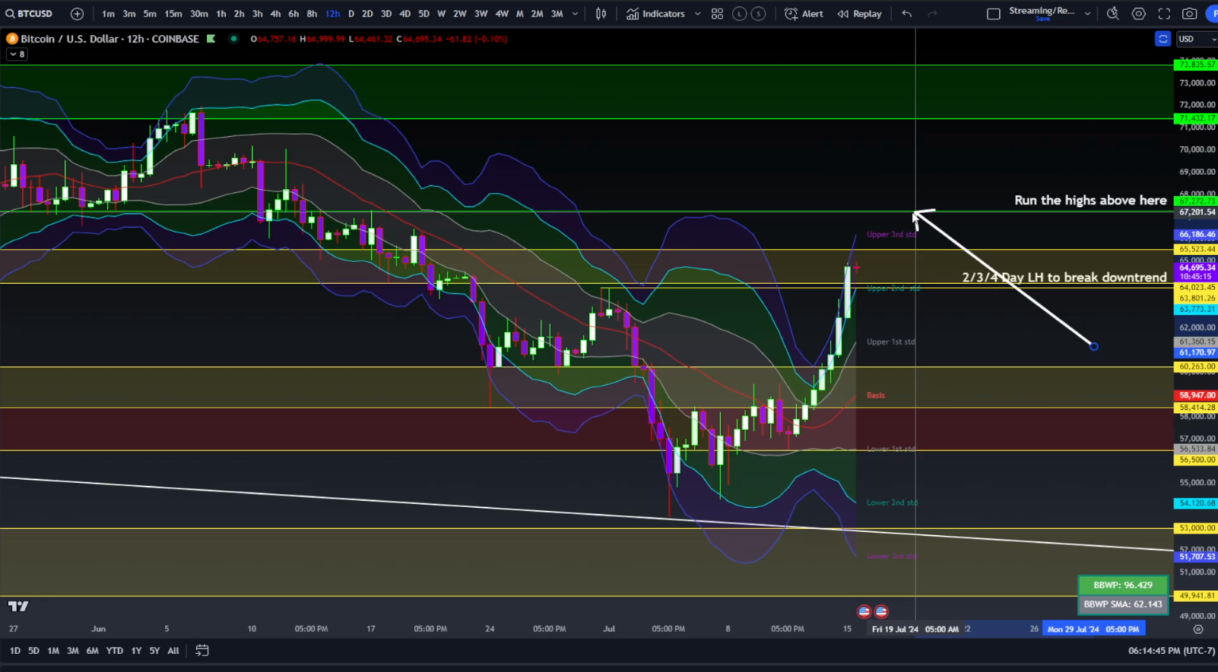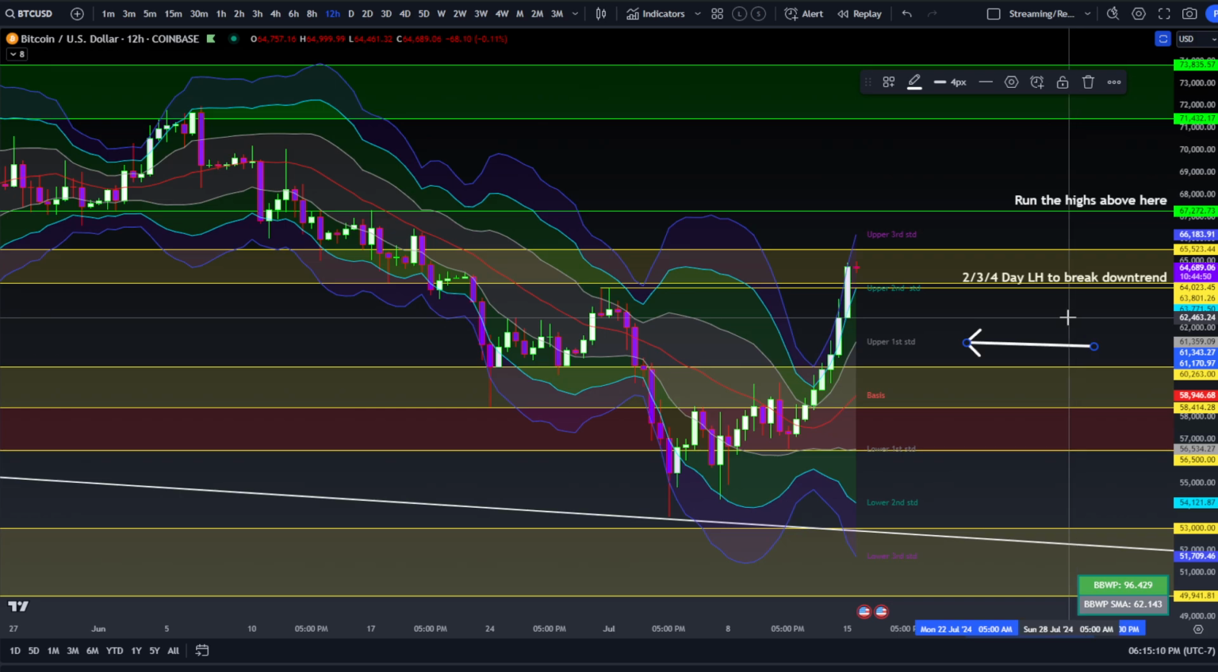If Bitcoin does break in here on the daily, that 67,272, I'm not necessarily looking for it to immediately run the highs, but that's likely going to show the bulls' strength. They can reclaim this area. Even if it pulls back into higher low structure from there, then I would actually be looking for it to continue to try up and to the right, looking pretty good.